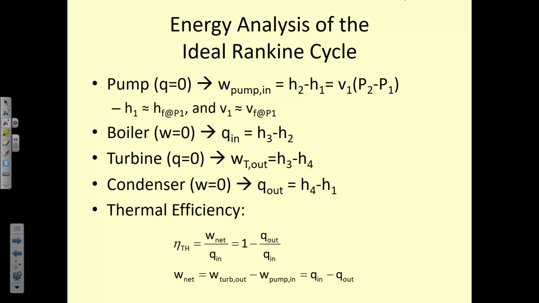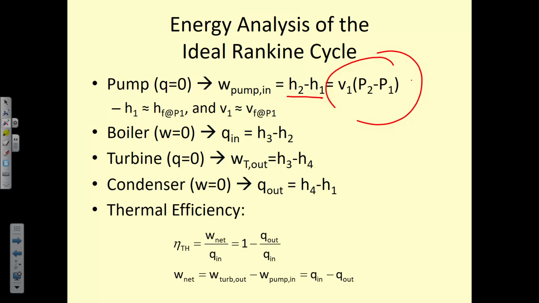Yes. So if it says ideal Rankine cycle, and this goes for any other cycle too, if it says the ideal cycle, that means that the pump, the turbine, the compressor will be isentropic. Okay, so if the pump is ideal, then it's not losing any heat, and so the work of the pump can be written as H2 minus H1, or V1 times P2 minus P1.